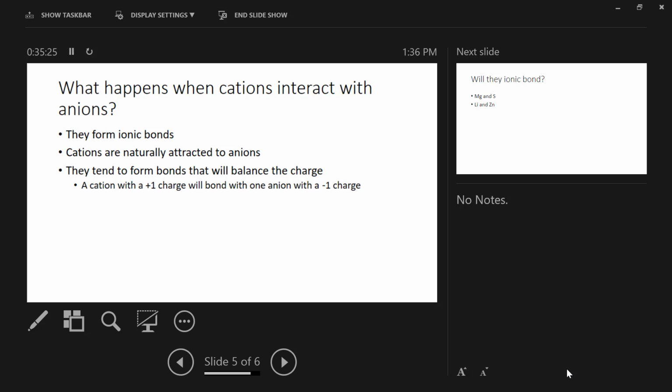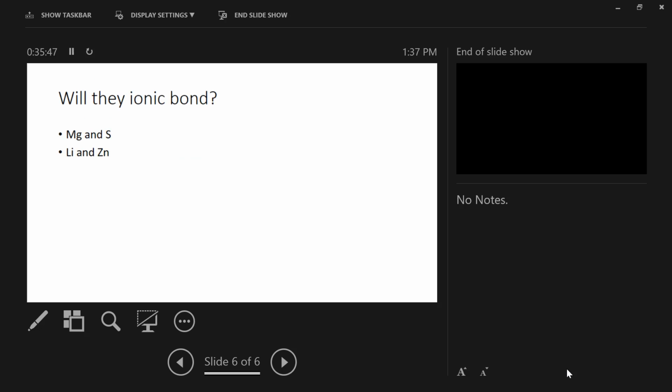But we simplify it and write it this way. You could have individual molecules, but that's another story for a later class. Are there any questions about this? So we answered it with the first point. What happens when cations interact with anions? They form ionic bonds. Okay? So let's do a couple of problems. And I pose this question: will they ionic bond?